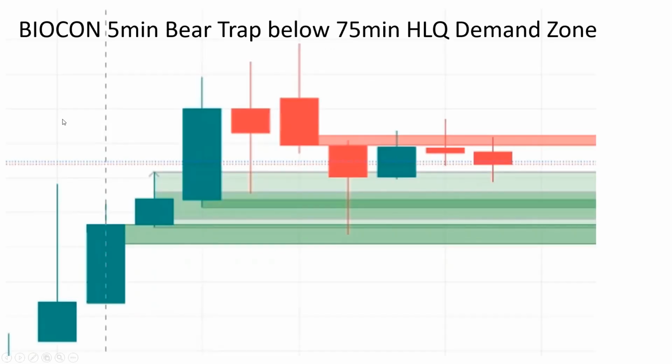Look into this example, Biocon. This is a Biocon 75 minutes chart. We have a rally, base, rally. This is a 75 minute zone. Inside we fine tune with 15 minutes, again fine tune with 5 minutes. This dark green color is the 5 minute zone. And below that we have a 5 minutes trap, a bear trap. See, prices came to the trap and moved up.